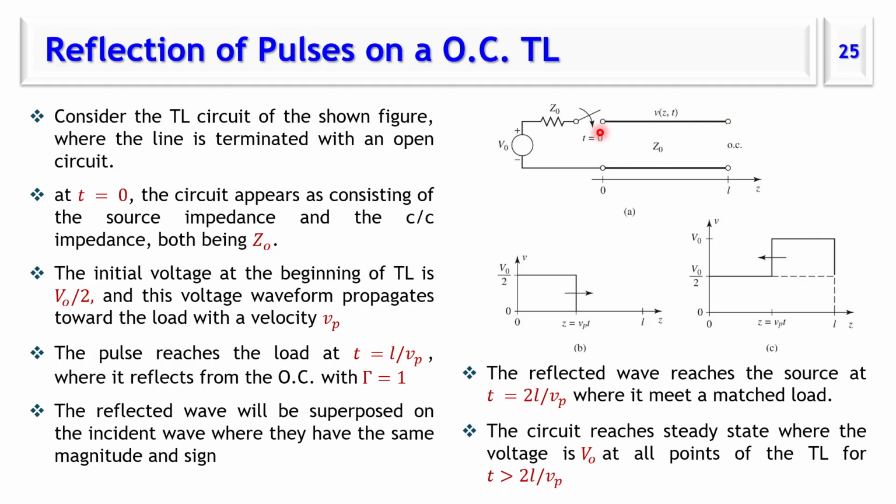So at any point, the total voltage on the line equals the forward wave plus the backward wave. The forward wave is V naught over 2. The backward wave is V naught over 2. So at this point, we start to see V naught, and this V naught is propagating till we reach the source again at the time of 2L over VB. And at this time, we reach the steady state. The steady state is the whole line filled with potential equal to V naught.